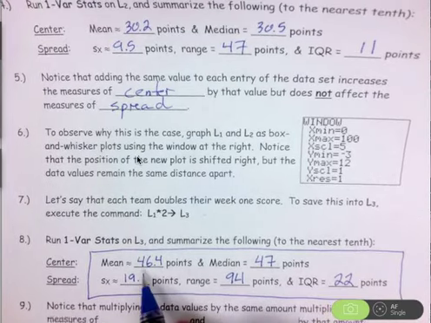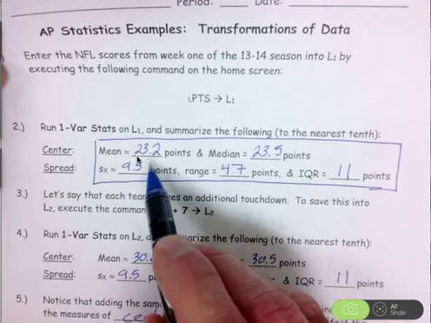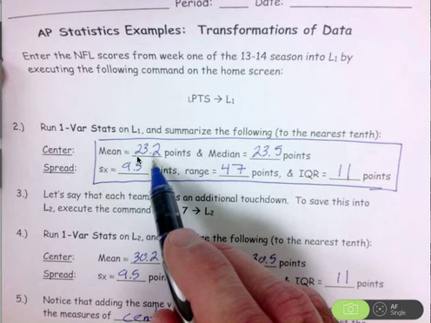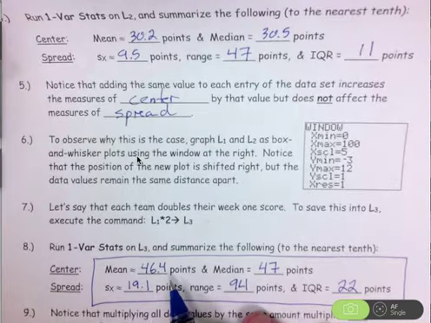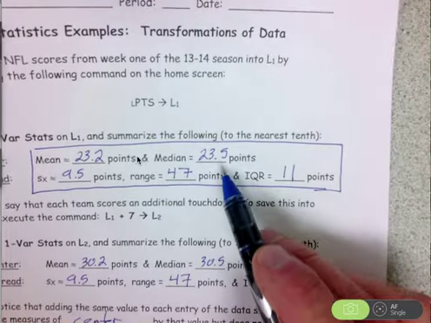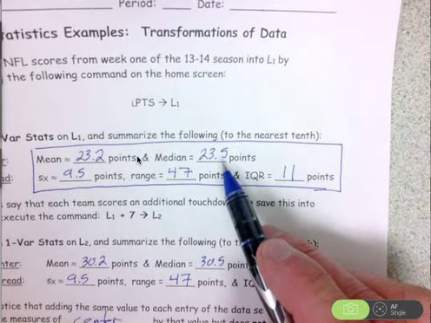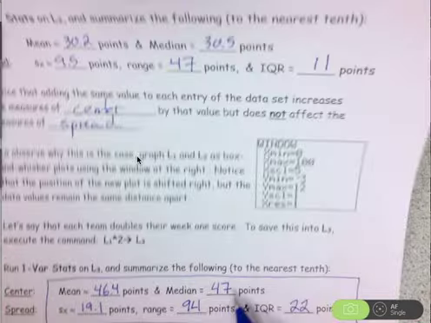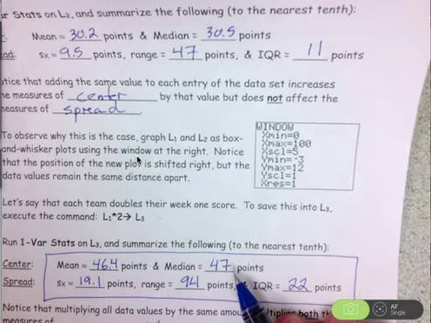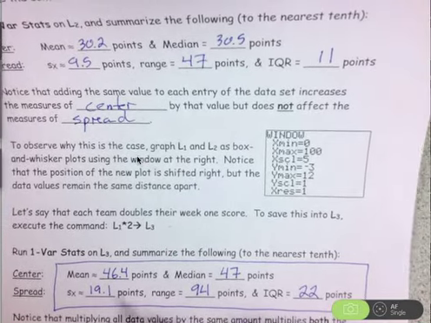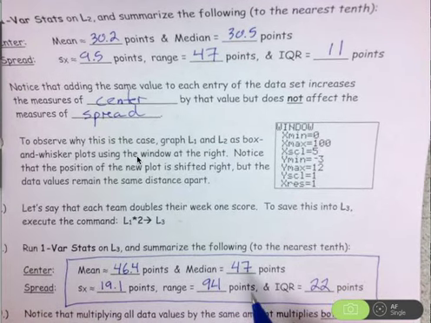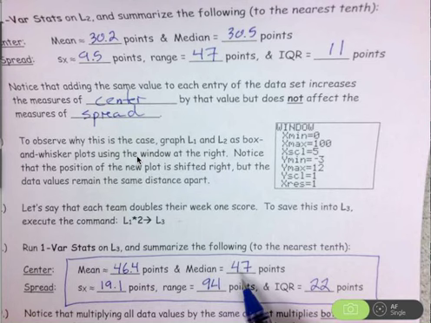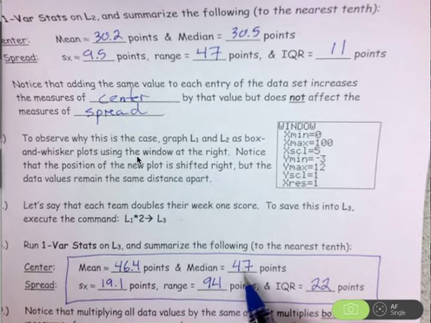Well, the new mean is 46.4. The old mean was 23.2. So think about what you would do to 23.2 to make 46.4. Same thing with the median. The median was 23.5, and now we've got 47. They've both been doubled. Double 23.2 is 46.4. Double 23.5: double the 23 is 46, and double a half is 1. 46 and 1 is 47.